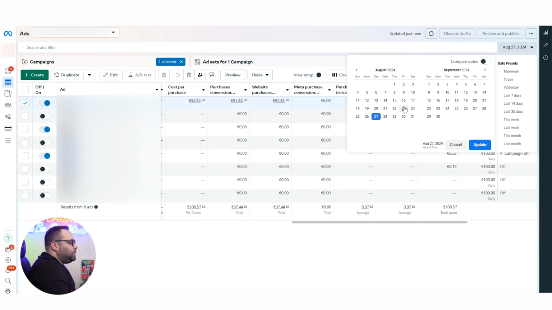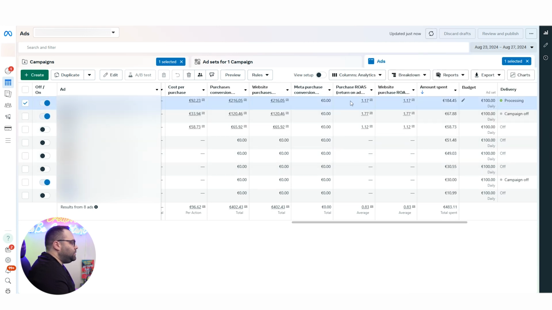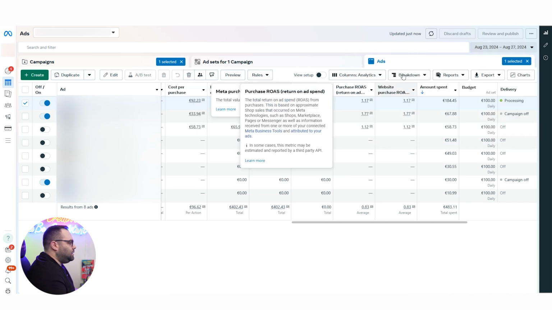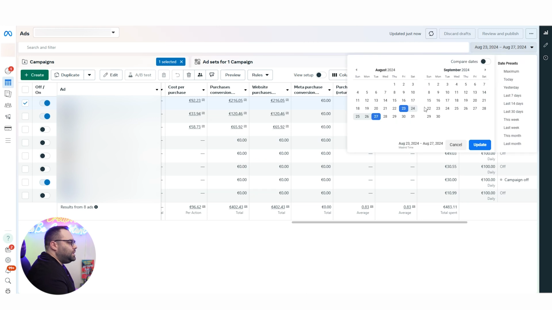So let's look at this period from the 23rd to the 27th, for the sake of this example. You will see that this one is an ad that has spent the most amount of money. But I want you to see the journey of this ad. Is it an ad set or an ad? It's an ad. So I want you to see the journey of this ad.